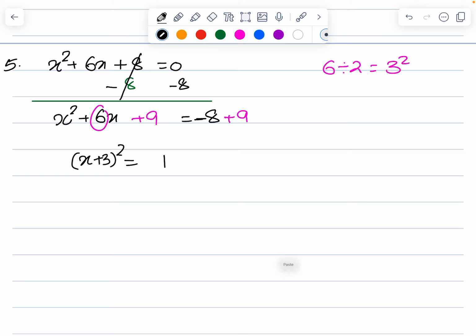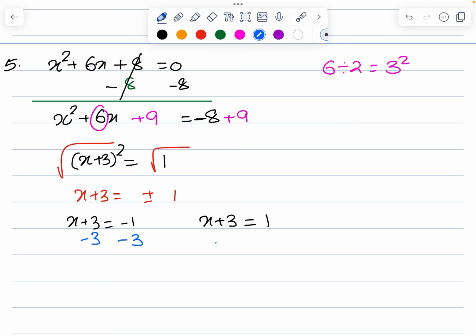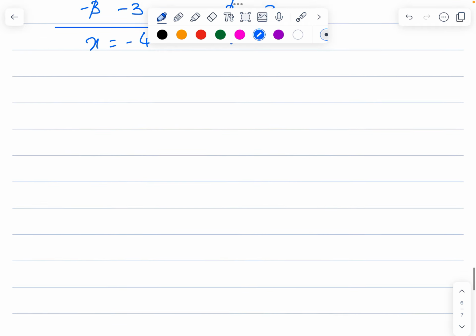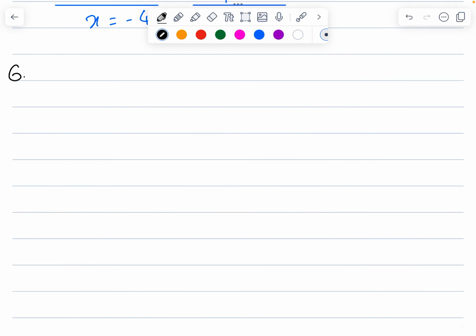So again, find the square root on both sides. So it becomes x plus 3 equals plus or minus 1. One time I'm going to take negative 1 and one time I'm going to take positive 1. Then subtract 3 on either side. Cancel out 3 and 3, cancel out 3 and negative 3. So x equals negative 4 and x equals negative 2. That's question number 5. Come to question number 6.